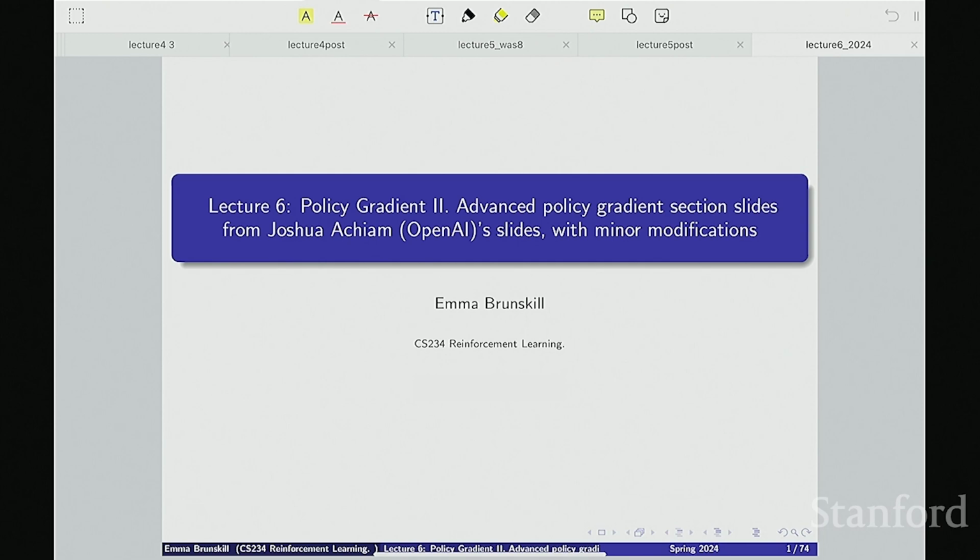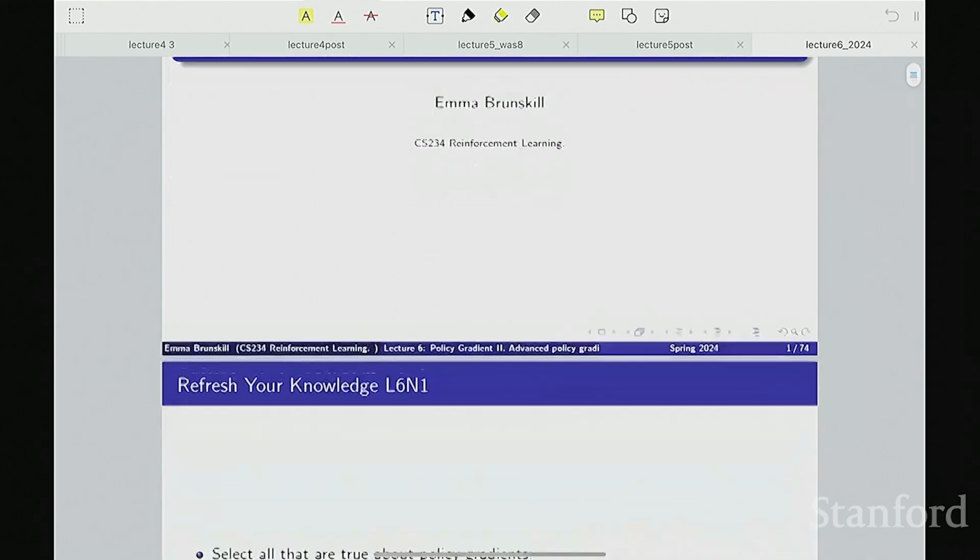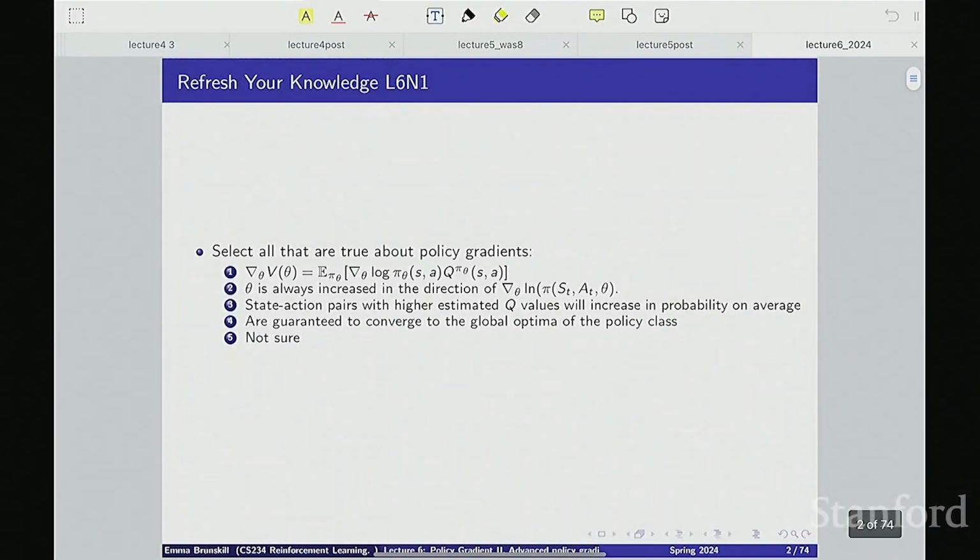Hi everybody, welcome back. We're going to be talking more about policy gradient methods today, and we're going to start off with a quick refresher understanding.